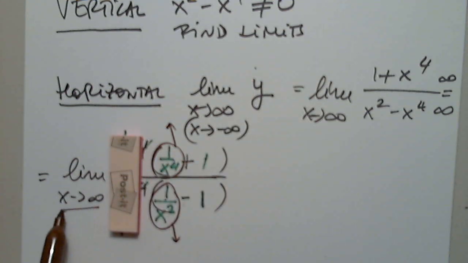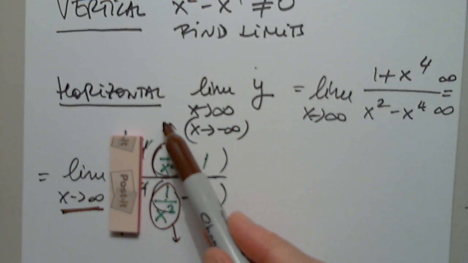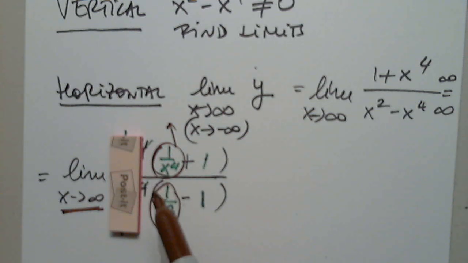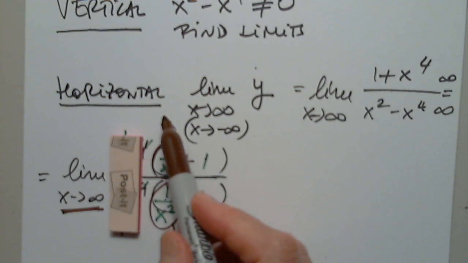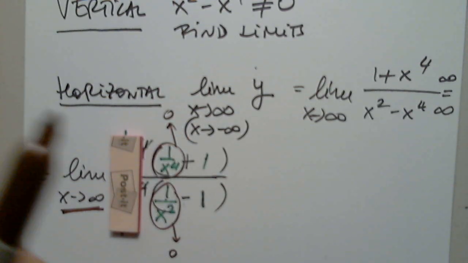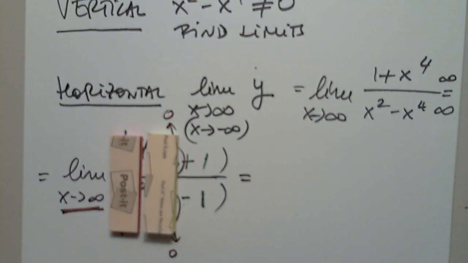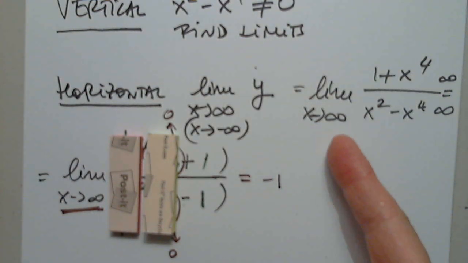Again, when x approaches infinity or negative infinity. Otherwise, the answer will not be that. But the answer is that because of this. Anyone? That's 0. Awesome. Well done. So therefore, the limit is -1. It's the same for both.